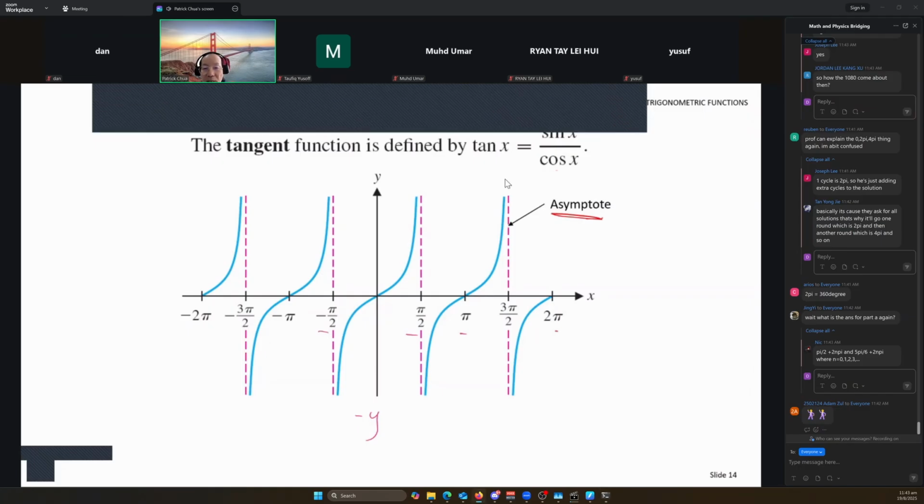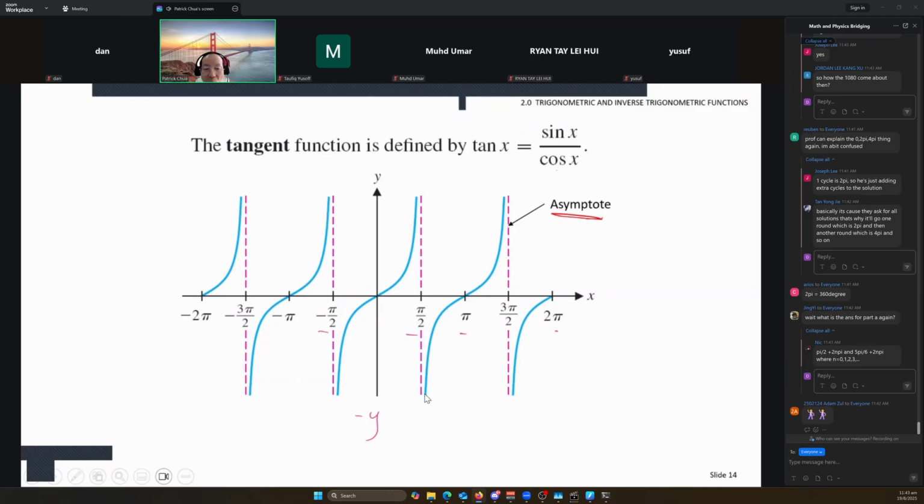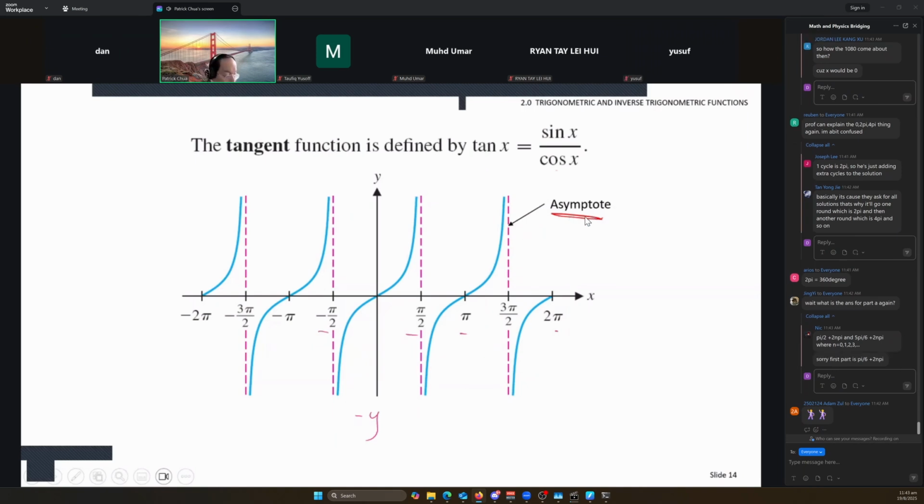Okay? Same in the negative y direction also. You will continue to approach the asymptote, but you will never touch the asymptote. That's what is meant by asymptote. So you can see this is a typical tangent waveform.